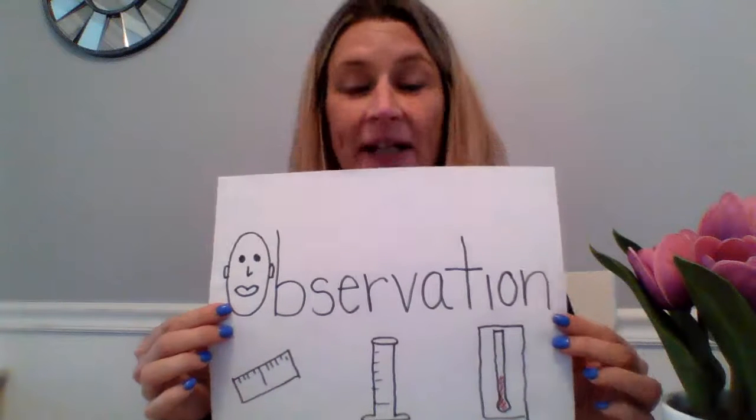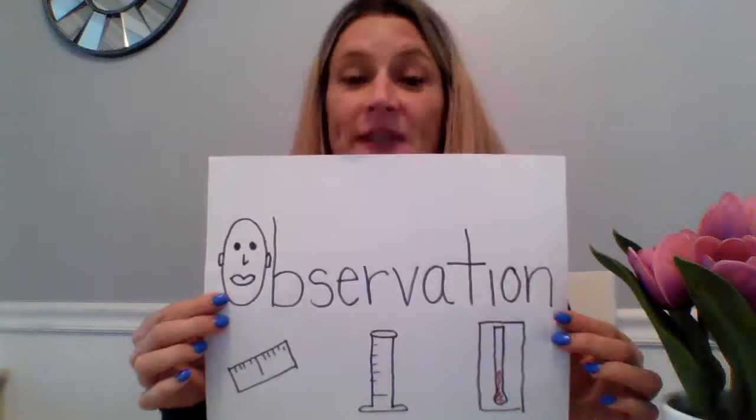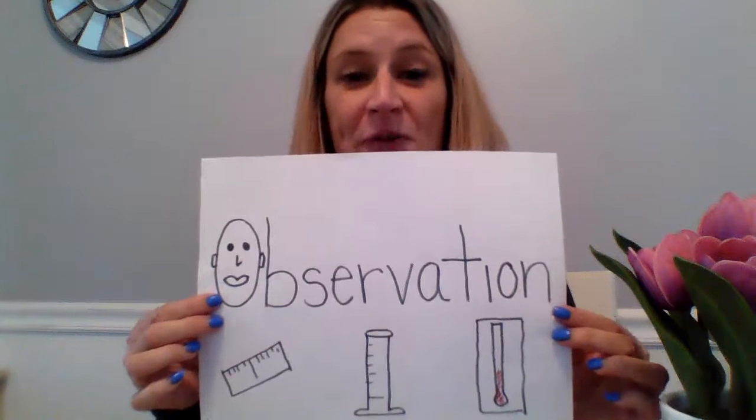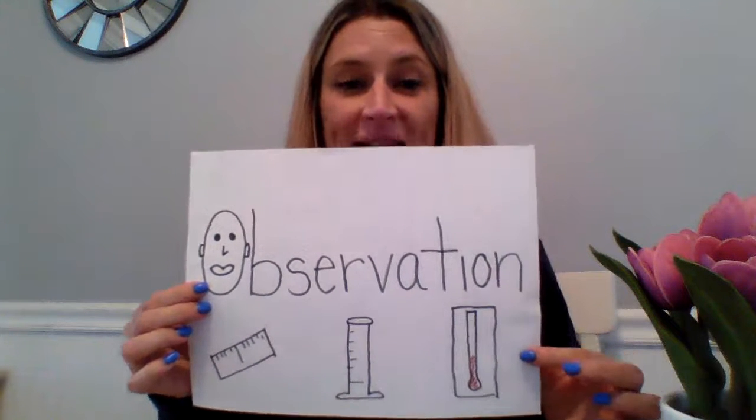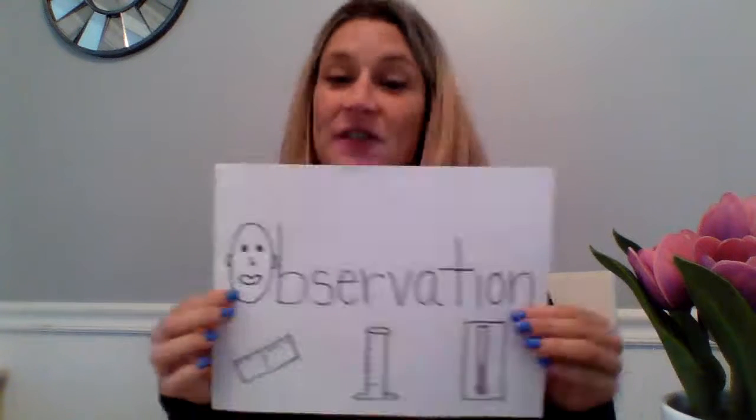Good morning, class. Today we're going to learn about observations and inferences. Observations you do with your senses, your five senses. That's why I remind you by putting the O in observation and making it a face. Our five senses are sight, smell, taste, hearing, and of course touch.